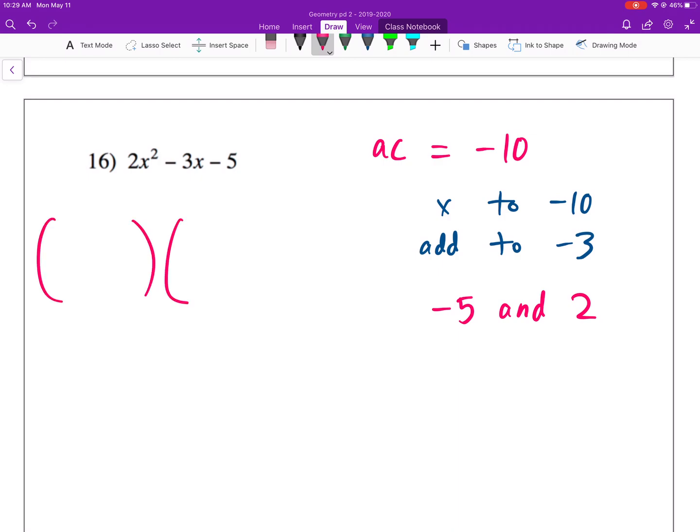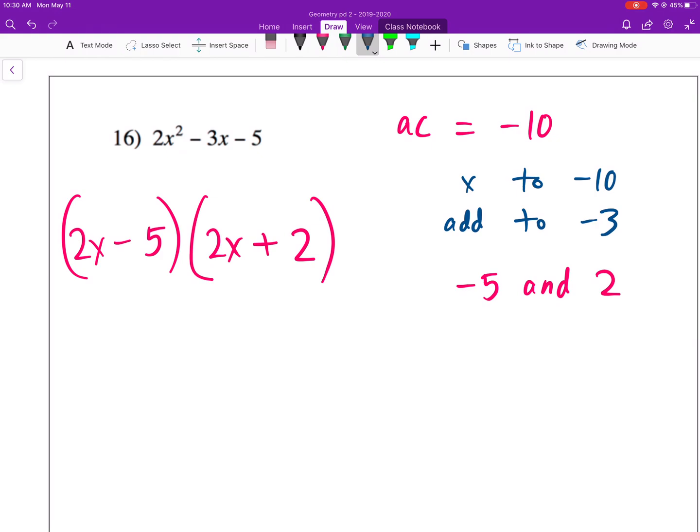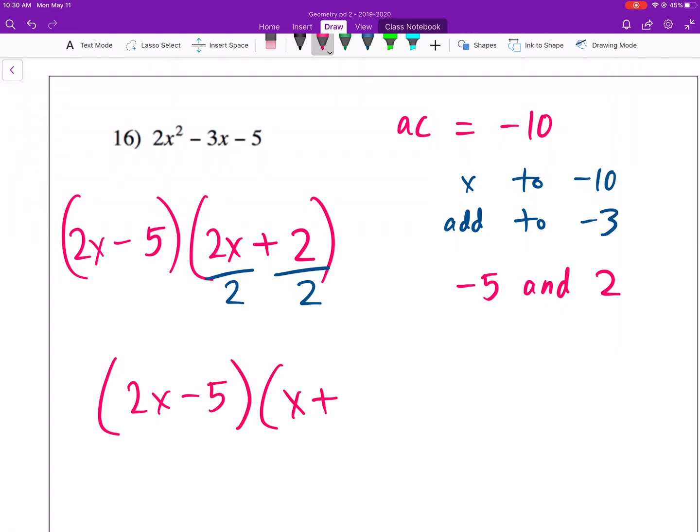Two binomials, set it up. So we have -5 and +2. We're not going to write x in that slot like we would do for AC factoring. We're going to write 2x. And for one of them, we can divide out a GCF, which would be here. We can divide both of those by 2. So it's 2x minus 5 and x plus 1.